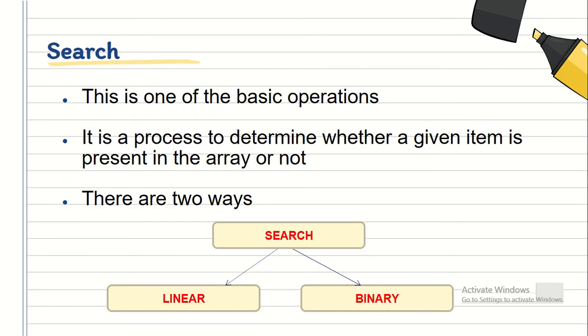Hope you all would have understood the linear search, children. The next topic is binary search. Search is one of the basic operations of an array, and it is a process to determine whether a given item is present in the array or not.